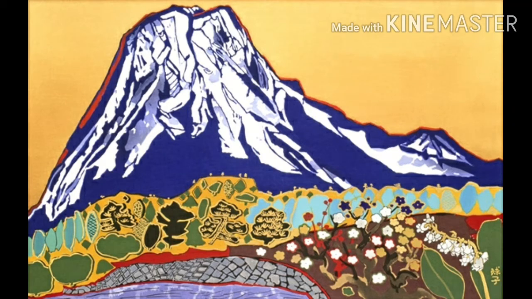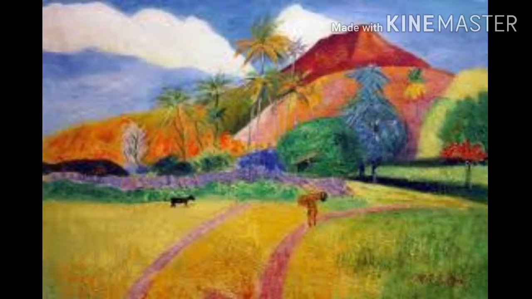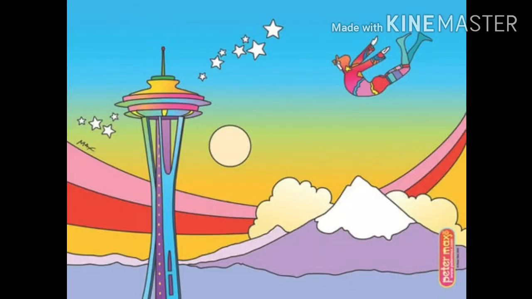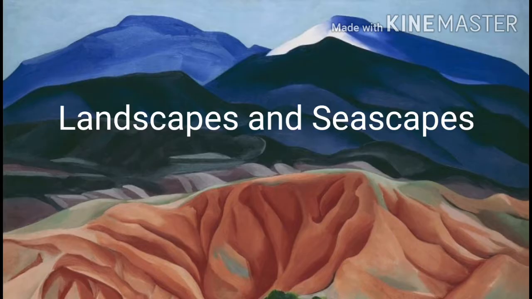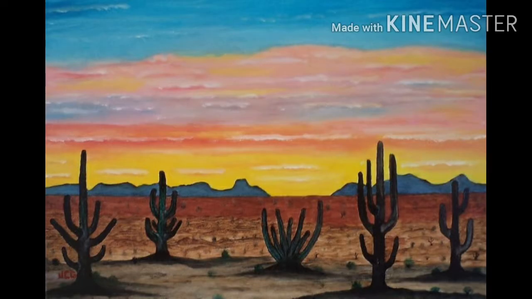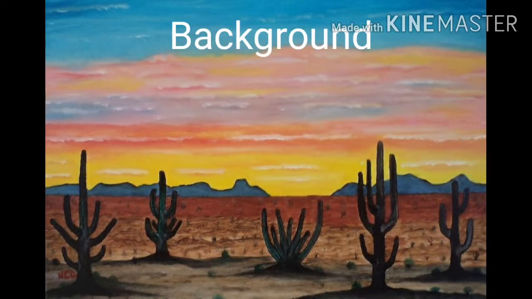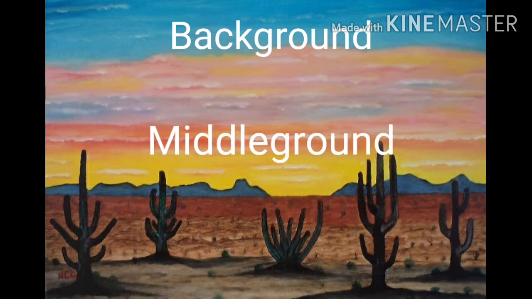Throughout history, artists have depicted the land and the sea through paintings, drawings, prints, photographs. This type of art is called landscapes or seascapes, depending on the subject. All of these landscapes or seascapes have one thing in common. They all have a background, a middle ground, and a foreground.